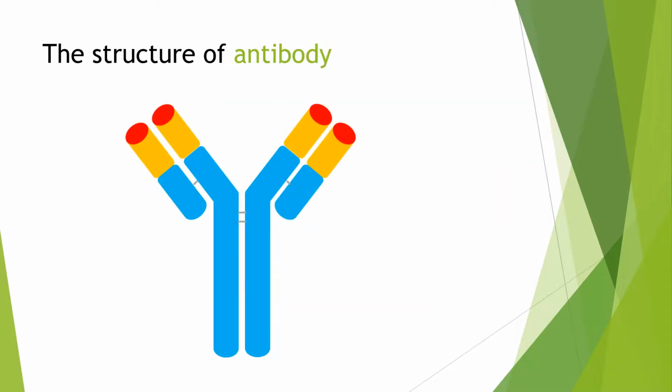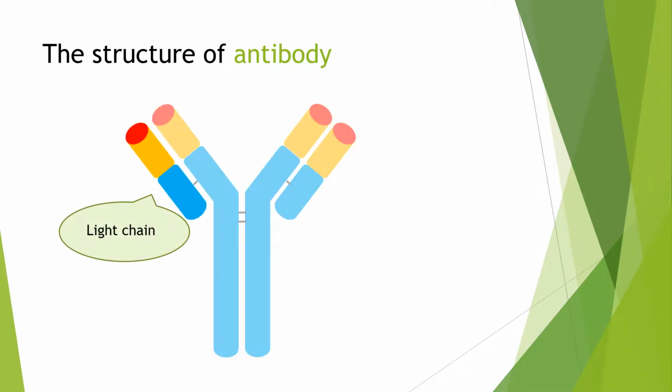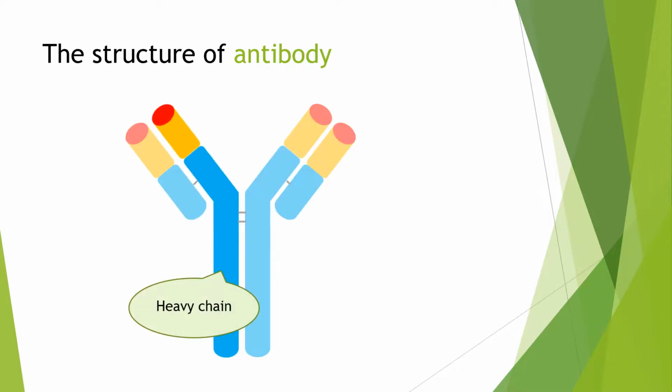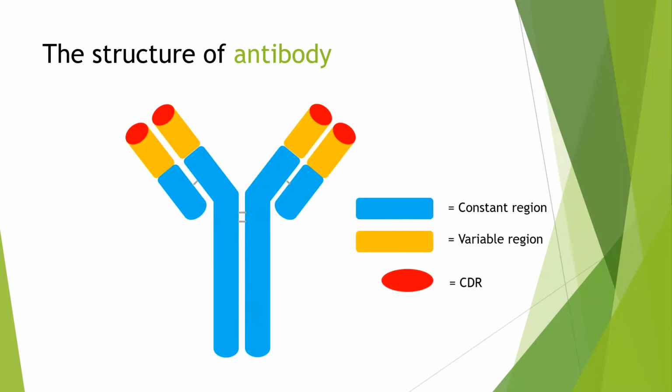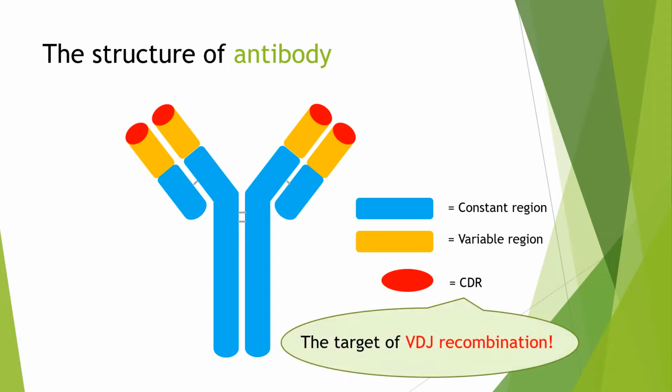As an example, let's look at antibody. Antibody consists of 2 light chains and 2 heavy chains, and each chain has constant region and variable region. In variable region, there are CDR, which varies among each antigen. VDJ recombination occurs in the gene coding CDR.